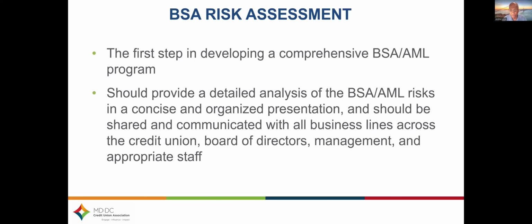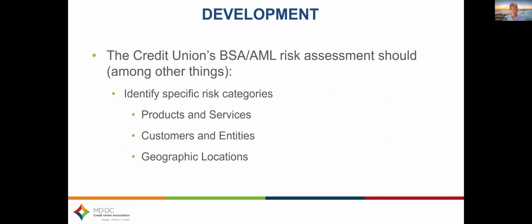The first part of your BSA program is your risk assessment. Once that BSA officer is in place, you must have a BSA risk assessment. It is just a written presentation identifying the risk that your credit union has when it comes to the Bank Secrecy Act, and not just the risk of money laundering, but the risk of non-compliance. You have to understand the various parts of this, right? Everybody should see this, all right?